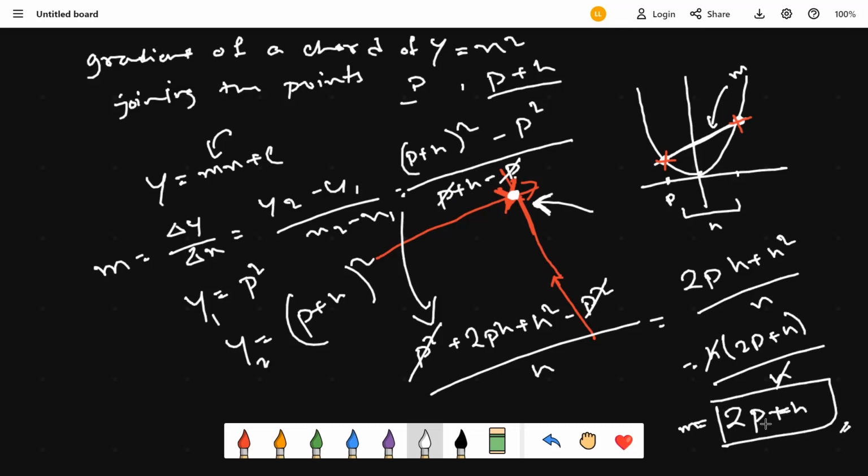That means this is the gradient of our chord joining the two points. So this sort of question can also come. You're not supposed to panic at such questions. Rather, deal with them with full confidence that yes, you can solve them.